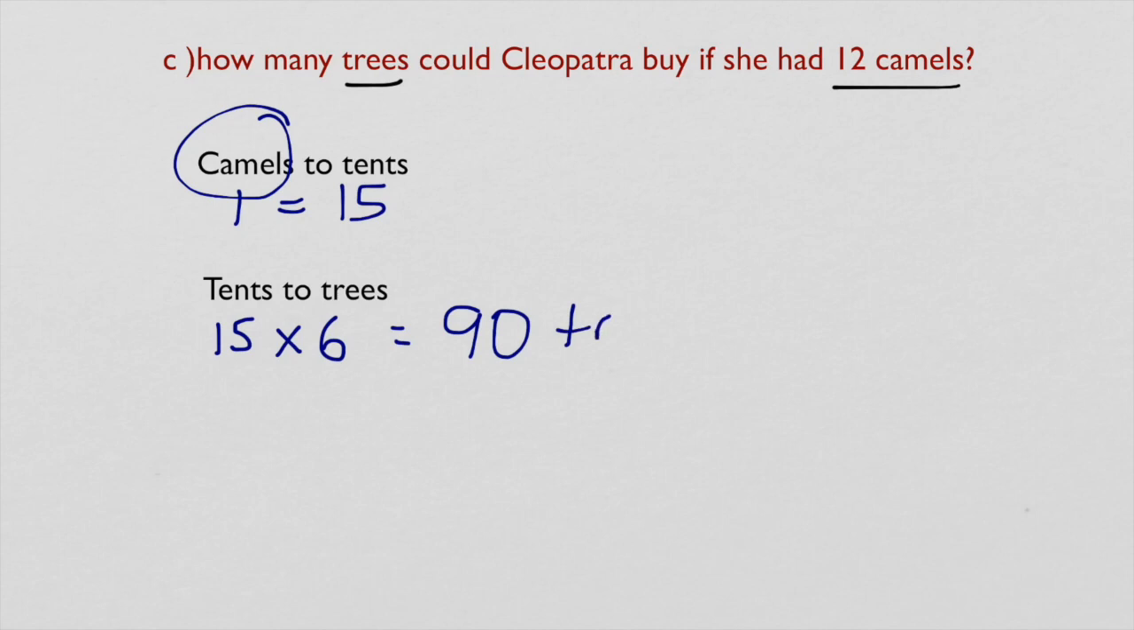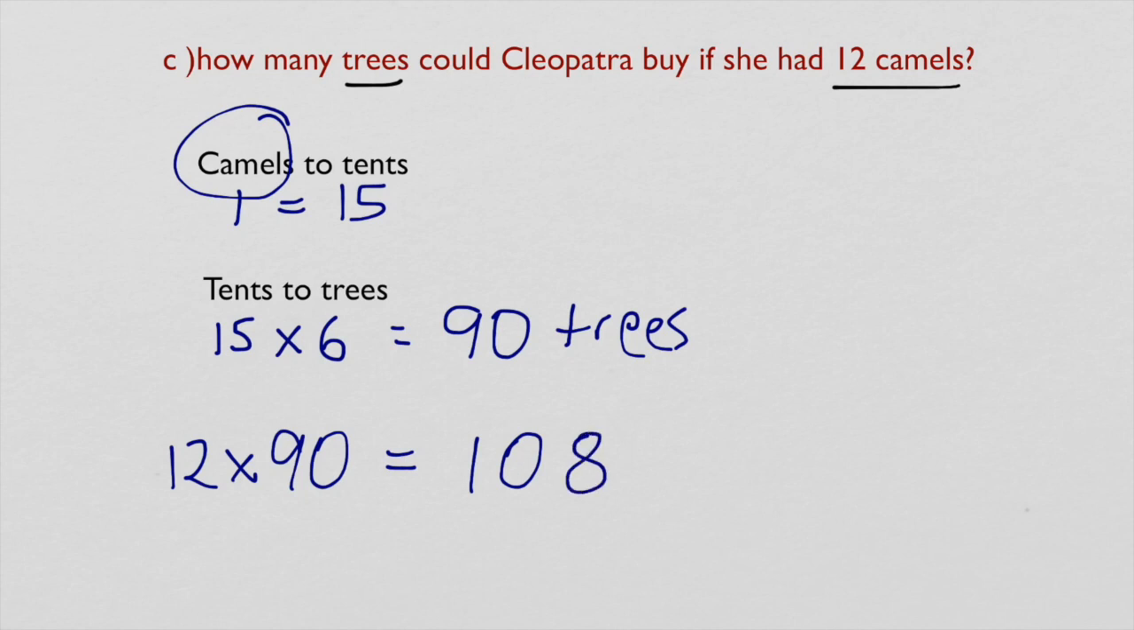And then I just have to work out 12 camels. So that's 12 times 90, and that equals 1080. Okay, so key thing there is to go from one step to the next to the next. You can't jump straight to the answer, cut corners. You just have to work your way through the currency to get your final answer.